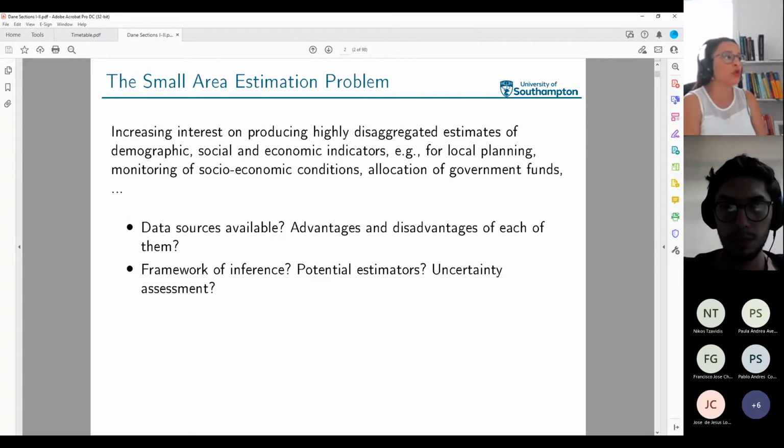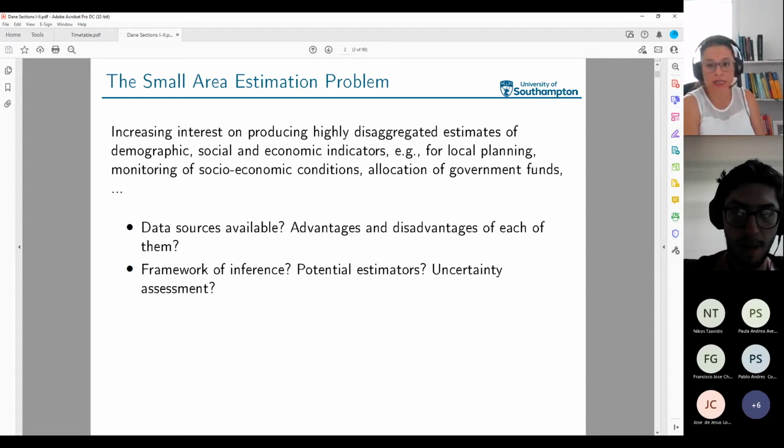So I'm going to start by talking about two particular issues. The first one is what are the data sources that are available, and the second one is which framework of inference you would like to work in. I'm particularly interested in you helping me understand what data sources are available, because at the end of this course, we are planning to keep providing support for DANE. So it's very useful for us to understand what data you have. I knew what data DANE had 10 years ago.